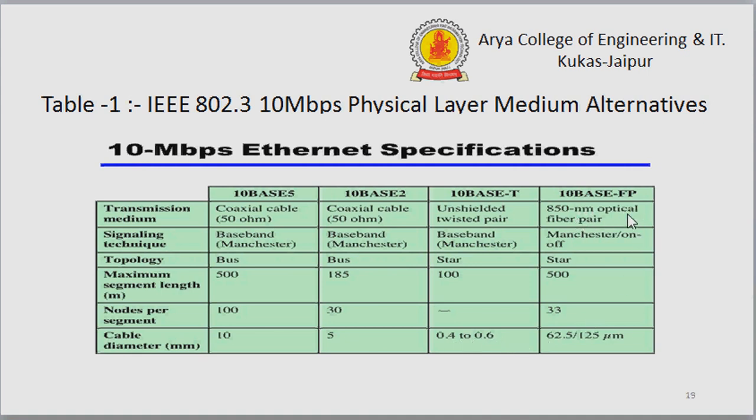Now the 10BaseFP, the transmission medium is 850 nanometer optical fiber pair. Signaling technique is Manchester on-off. Topology is star. Maximum segment length is 500 meters. Nodes per segment is 33 and cable diameter is 62.5 or 125 micrometer.